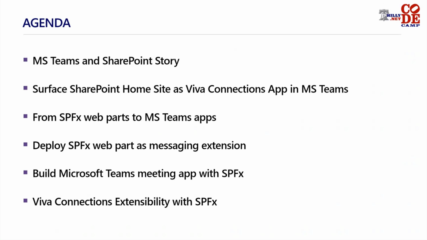Then we will see how we can bring our custom solutions developed using SPFx web parts to Microsoft Teams, as well as how we can create the messaging extension, which is an SPFx solution but serves as a messaging extension inside Microsoft Teams. And then we will see how we can build the meeting app with SPFx, and then how we will create ACEs, that means Adaptive Card Extensions, as a Viva Connections extensibility with SharePoint Framework.